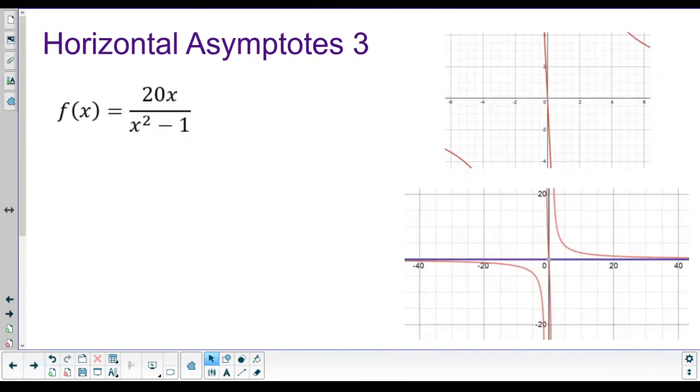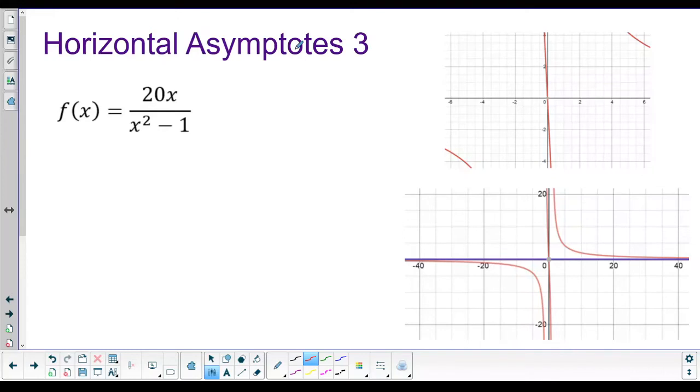All right. Last example. You're going to say, Mr. Barton, what if the bottom exponent is bigger than the top exponent? Well, this is going to give you a super easy asymptote. You don't even have to do the rest of the problem. Or rather, you don't have to look at ratios and stuff.